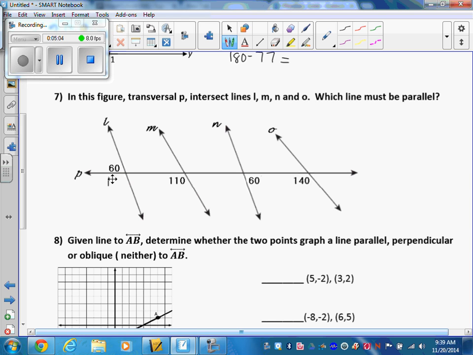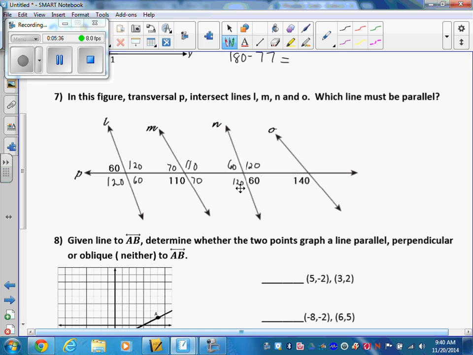60 and 120 gives me 180. So this has to be 120. This has to be 120, and this has to be 60. This one has to be 110, and this one has to be 70. So L and M are not parallel because I don't see the equal angles there. 60 is this one, it's vertical. And 120 is this one because they're supplementary.